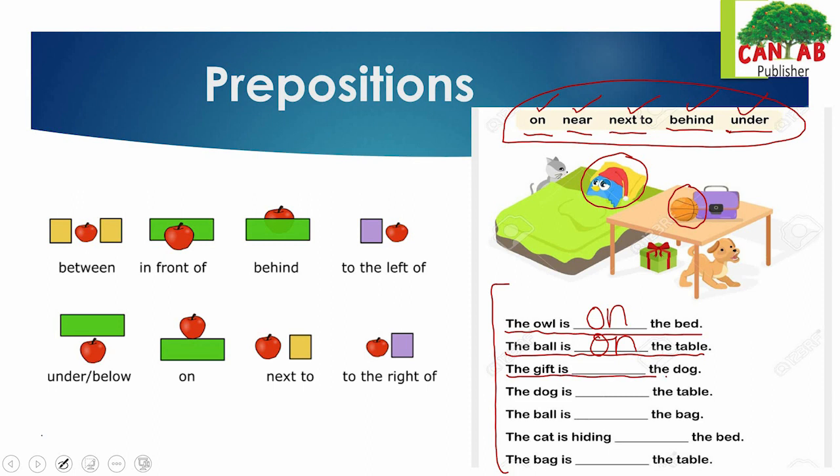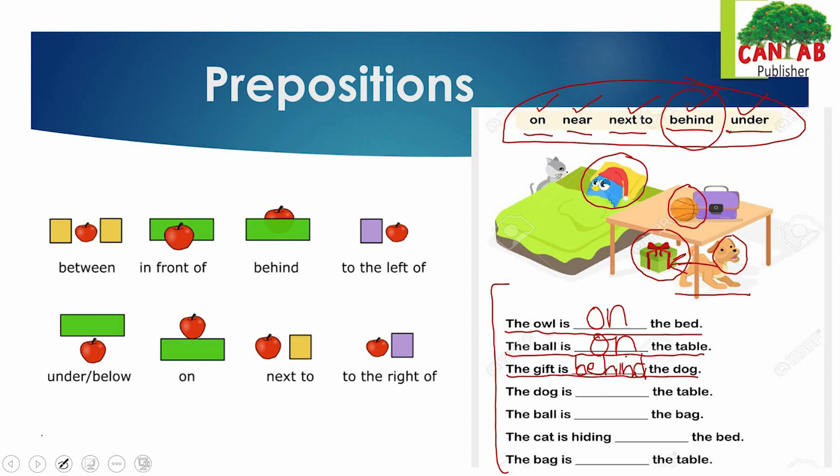The gift is dash the dog. Can you spot the gift in the picture? Yes, this green color box is the gift. So the gift is dash the dog. This is the dog. So which preposition can fit in? The front of the dog is here. So this is at the back. And the word used will be behind.